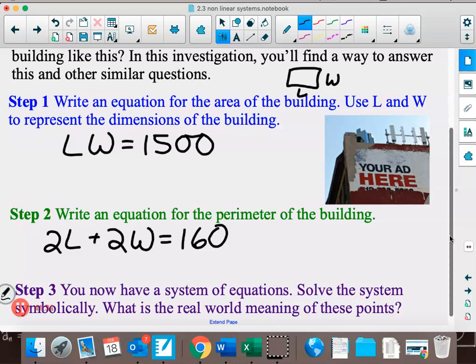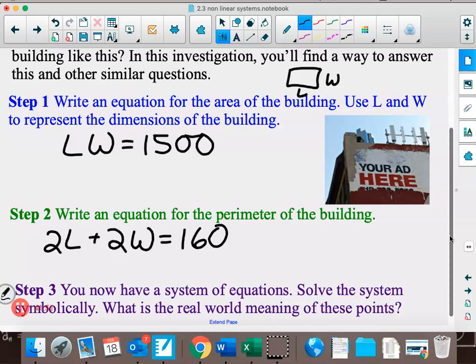Is this going to be a square building? It doesn't have to be a square building. It can be rectangular. If it was square, it'd be easy, right? Your length and width would just be the square root of 1,500. All right. You have a system of equations.